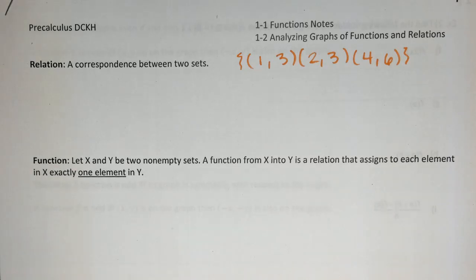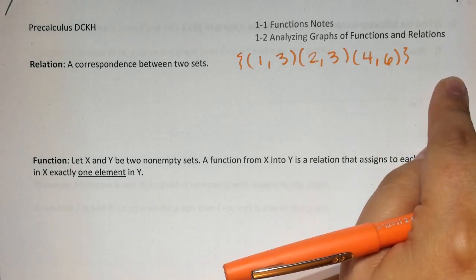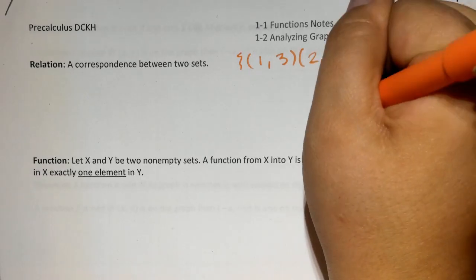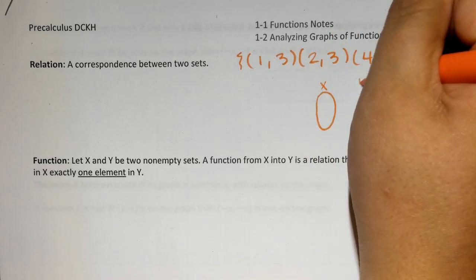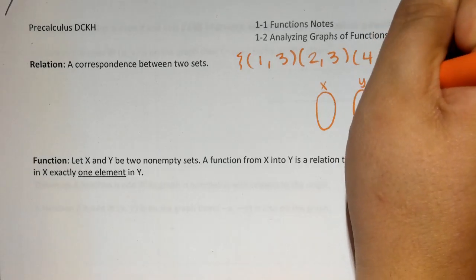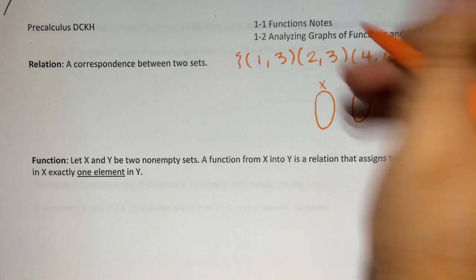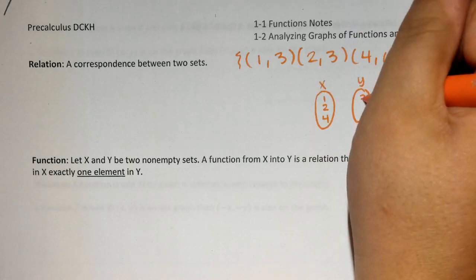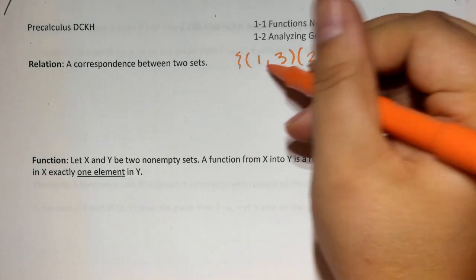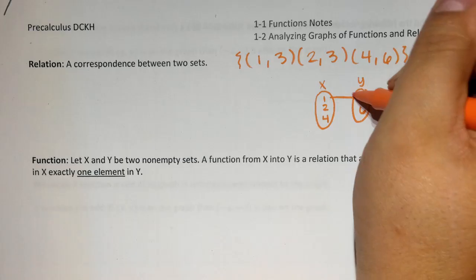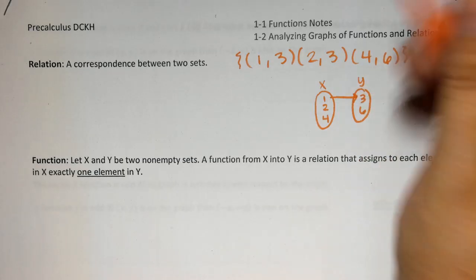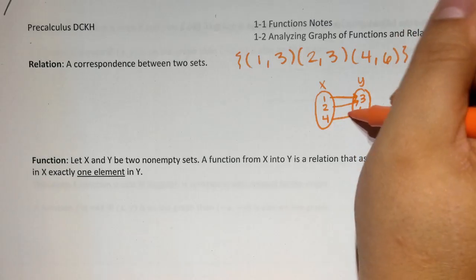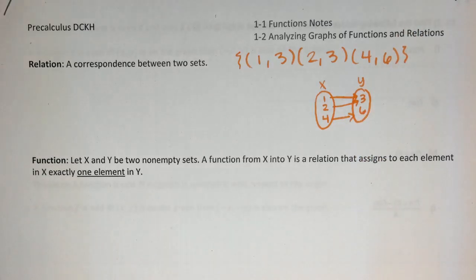We can either write it by doing coordinate points, or do y'all remember in algebra when you learned about mapping? The point (1, 3), I have 1, an arrow going to 3. The point (2, 3), 2, an arrow going to 3. And (4, 6). Is this ringing a bell? All right.